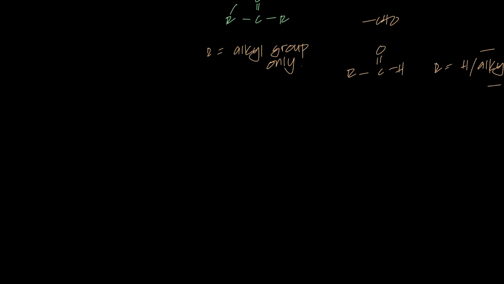Now the question is, if I give you something like C3H6O, is this a ketone or is this an aldehyde? Remember, you can't actually tell. If I just give you the molecular formula, which is C3H6O, is it a ketone or is it an aldehyde? I can't tell.